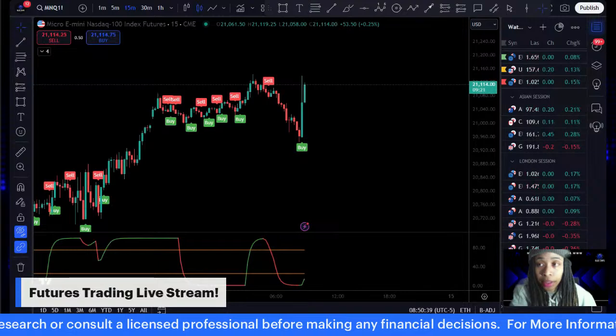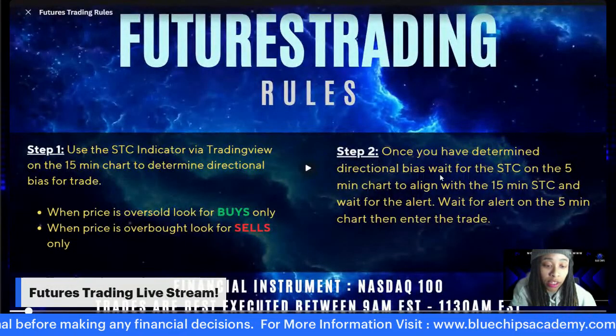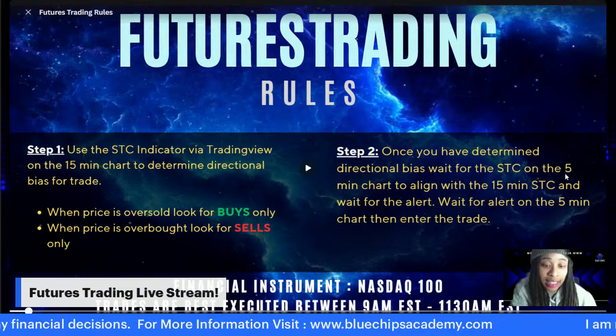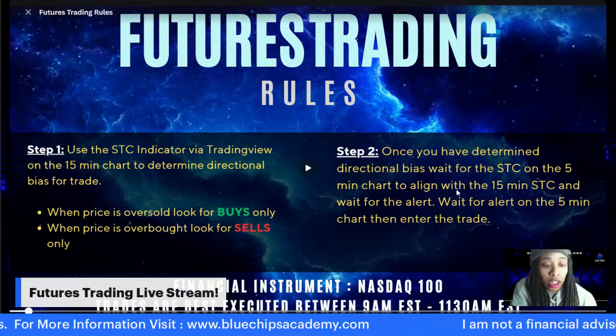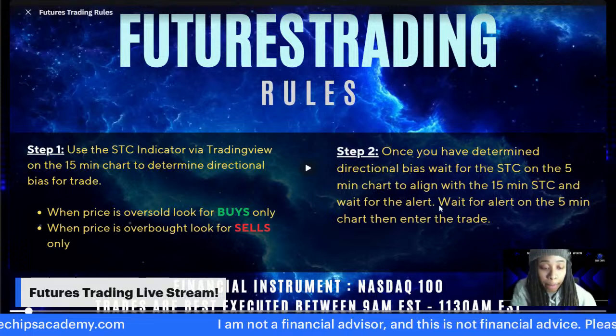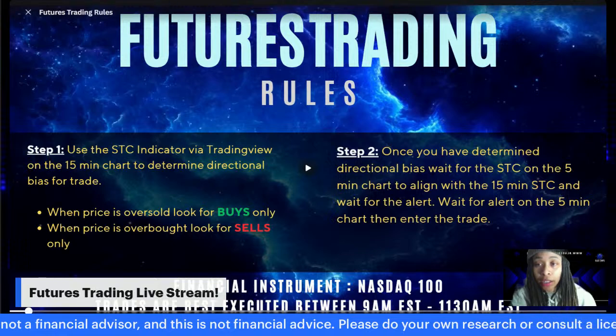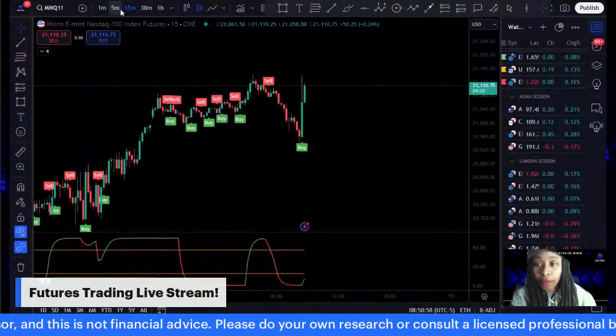We've already determined that. And then if we go back to the second rule, once you have determined directional bias, wait for the STC on the 5-minute chart to align with the 15-minute STC and wait for the alert. The alert is what we're waiting for on the 5-minute chart. So I'm going to go back to the chart here and go to our 5-minute chart.